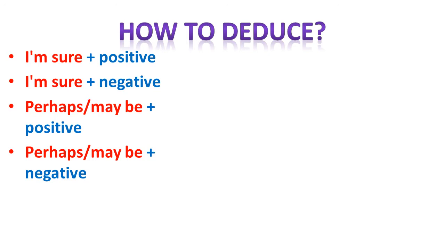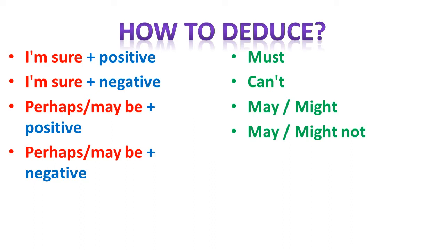Well, I am sure plus positive clause, I am sure plus negative clause, perhaps or maybe with a positive clause, and perhaps or maybe with a negative clause. So if there is I'm sure plus positive, we must use must. Negative one, can't. Positive, may and might. And perhaps or maybe with negative clause, may not, might not.